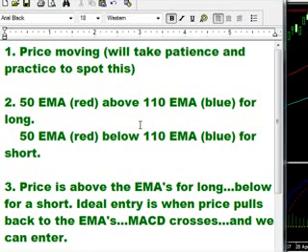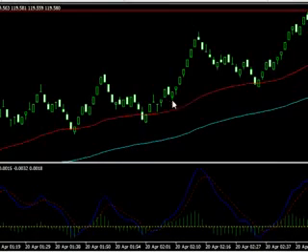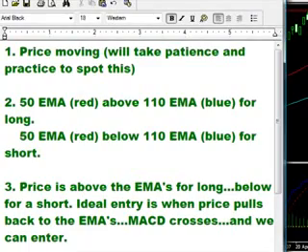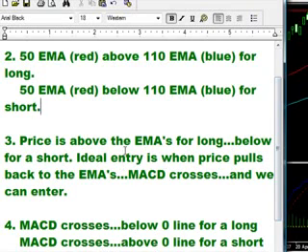We're going to use a 50 EMA and a 110 EMA, and we see that here. So the red is the 50, the blue is the 110. The red's got to be on top of the blue to go long, vice versa for a short. And price has got to be above the EMAs for a long, below for a short. The ideal entry is when price pulls back to the EMAs and then the MACD crosses, and that's when we can enter. I'll show you a bunch of examples here.